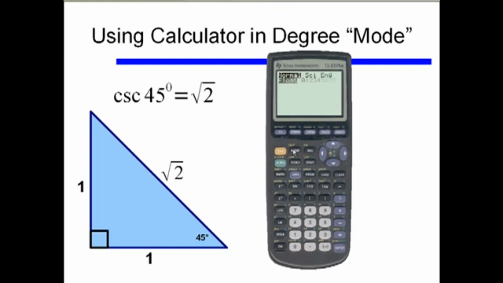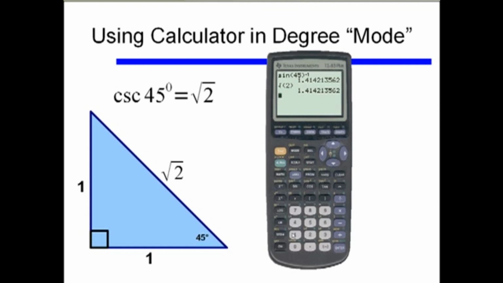In fact, you know what? I'm going to click on mode. Good, I'm still in degree mode. And now I'm going to press the reciprocal button. This does the same thing as saying 1 over sine of 45 degrees. And again, I know cosecant of 45 degrees is square root of 2. Let's go ahead and type in square root of 2. And yes, it does equal that.